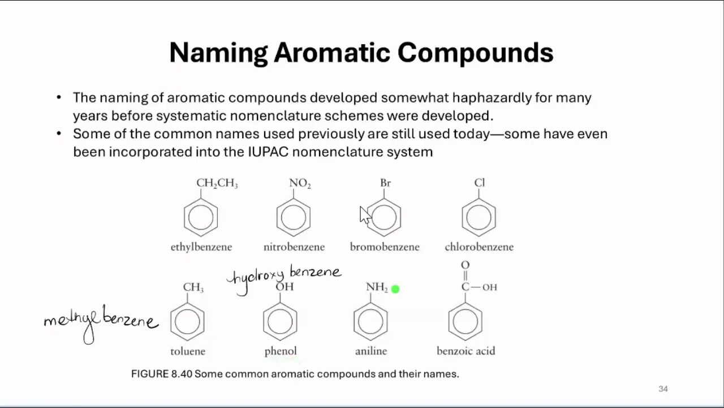Next, we have an amino group connected to a benzene, so we can write it as aminobenzene. The common name for aminobenzene is aniline. And lastly, if we have a carboxylic acid next to benzene, that is known as benzoic acid.